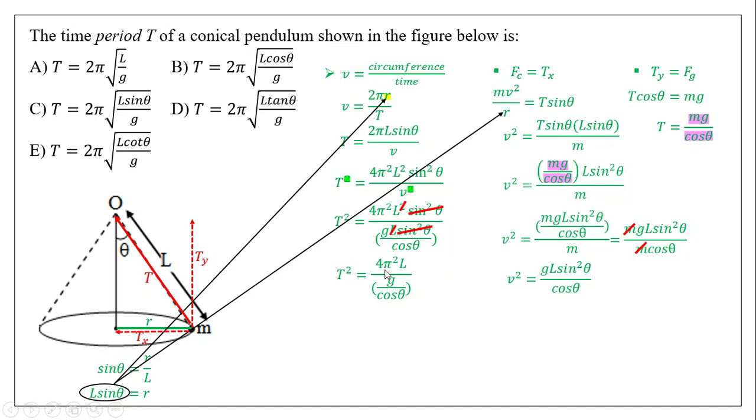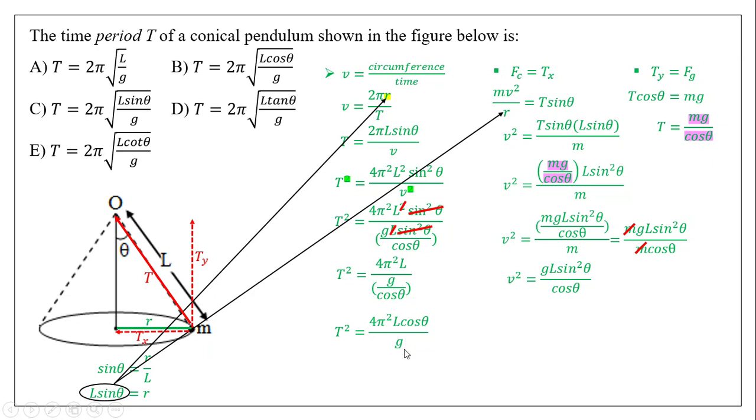Here, you have a numerator divided by a fraction. And anytime you divide by a fraction, you have to multiply by the reciprocal. So I'm going to keep 4 pi squared L in the top, and then I'm going to multiply by the reciprocal. So the cosine theta goes on top, and then g stays in the denominator. Okay. So as you can see here, we have 4 pi squared L cosine theta over g.